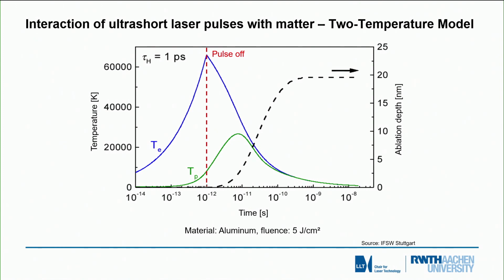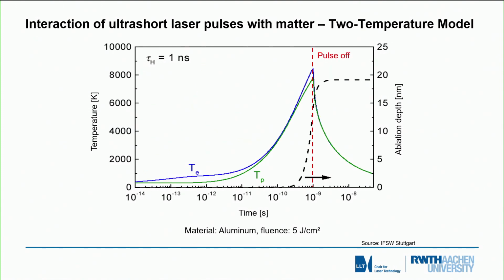If we prolong the pulse length, take a longer pulse, in this case of 1 nanosecond, then you don't see really a difference between the two temperatures of the phonons and the electrons anymore. So the two-temperature model is actually only necessary for descriptions of pulse lengths in the ultrafast domain, which is below about a picosecond, a few picoseconds.